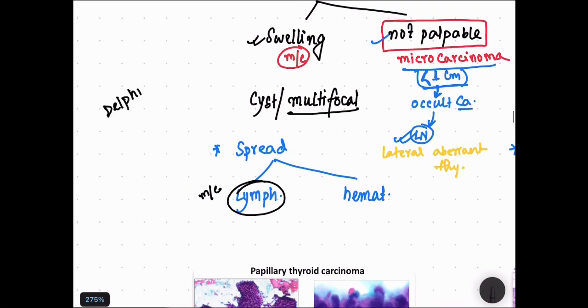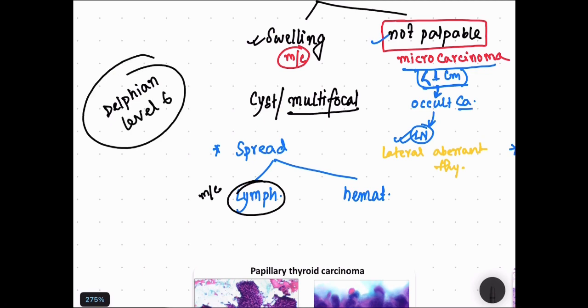The Delphian lymph node is nothing but the level 6 lymph node. Okay, level 6 lymph node. Involvement of the Delphian lymph node is what is N1A, N1A staging. I just told you lymphatic spread is the most common, and most commonly it is to the level 6 lymph node.